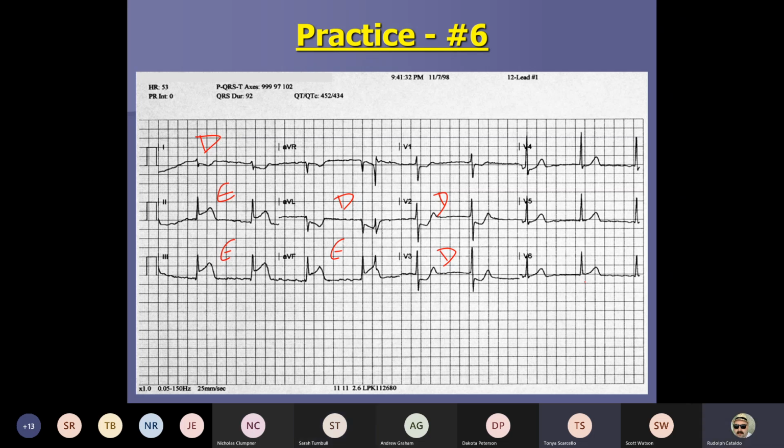V4. Okay. And then what would I relabel that on my 12 lead? Is it V4R? Yep, exactly that. V4R. Perfect. Good job.